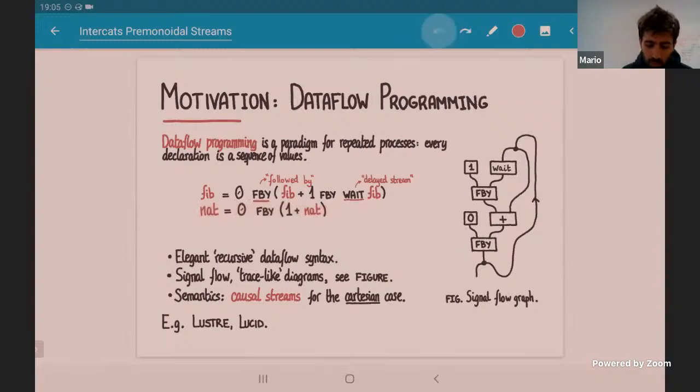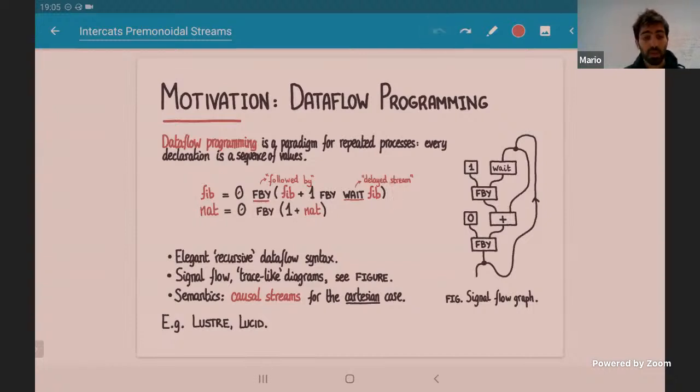So we can do more complicated programs. We have things like this followed by operator, this wait operator, this late stream. And with that, we try to construct streams from smaller pieces. So what are the advantages of this paradigm? Well, we have an elegant syntax. I think we can say something like writing Fibonacci like this. It's quite elegant and represents what Fibonacci does.